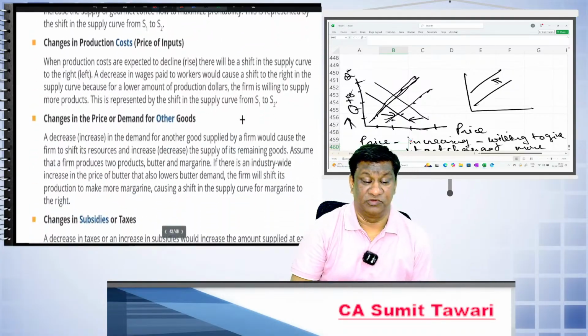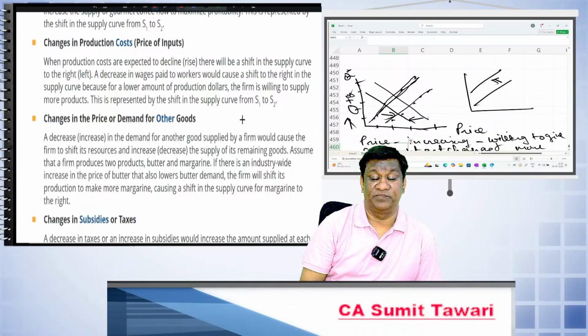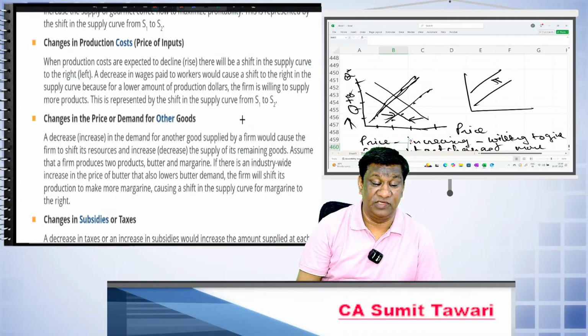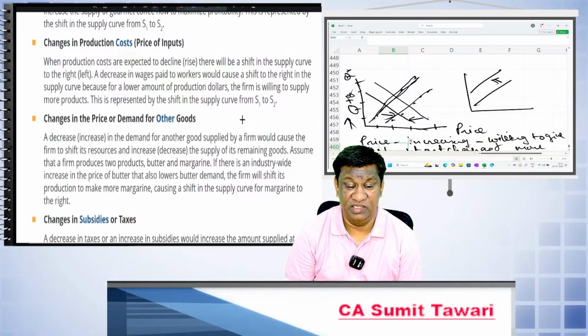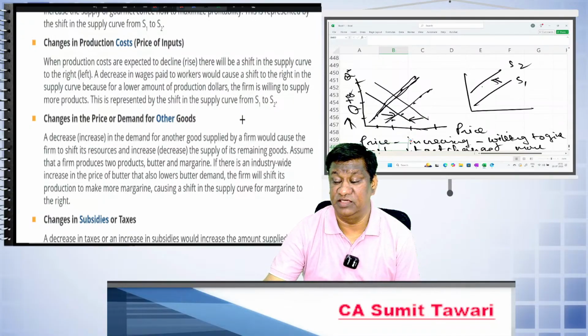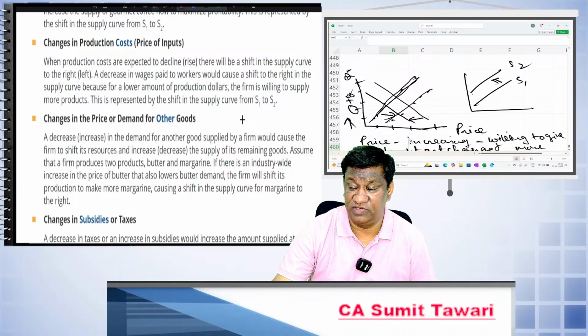Then changes in production cost. When the production costs are expected to decline, there will be a shift in the supply curve to the right, because you are able to get the higher margin. That's why you are willing to supply more product at the current prices. A decrease in wages paid to workers would cause a shift to the right in the supply curve, because at a lower amount of production dollars, the firm is willing to supply more product. This is represented by the shift in the supply curve from S1 to S2. There is a change in the cost of production, and because of that, the entrepreneur can earn more profit, and he is willing to supply more quantity at a particular price level.